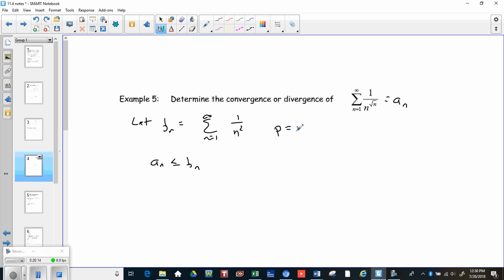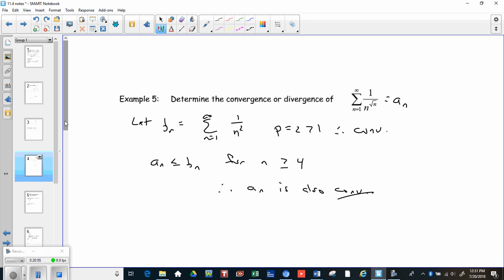So here we know that p equals 2, greater than 1, which makes b sub n convergent. A sub n will be less than or equal to b sub n for n greater than or equal to 4. Because then I would have 4 to the second, 4 to the second. Anything past that, this is going to be the bigger denominator, so a sub n will be smaller. Yeah, that's right. And since I can say that, therefore, a sub n is also convergent.